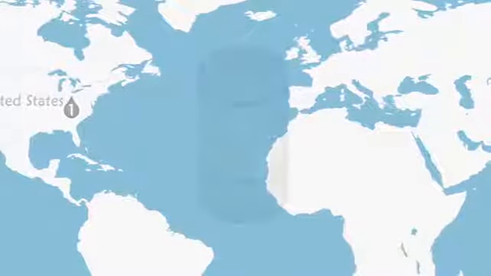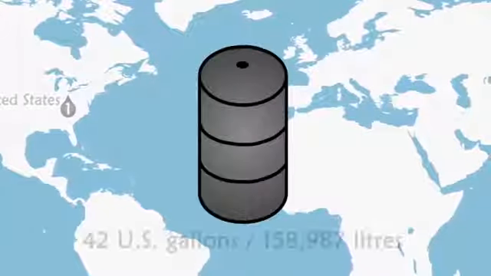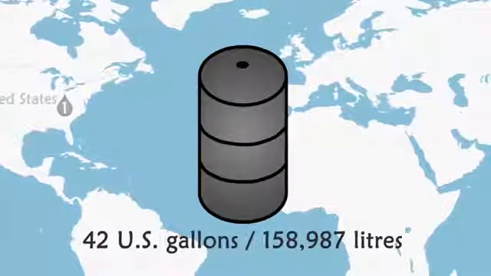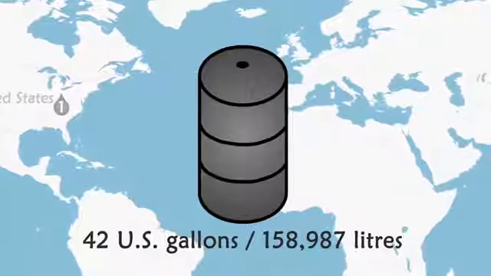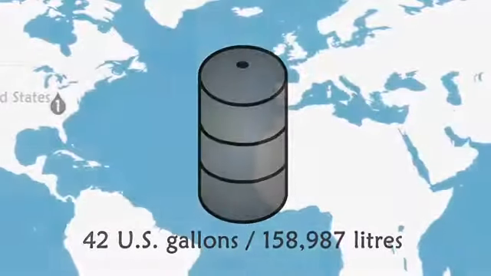Crude oil was transported in barrels with a capacity of 42 US gallons, or slightly less than 159 liters. The barrel thus became the unit for setting oil prices.